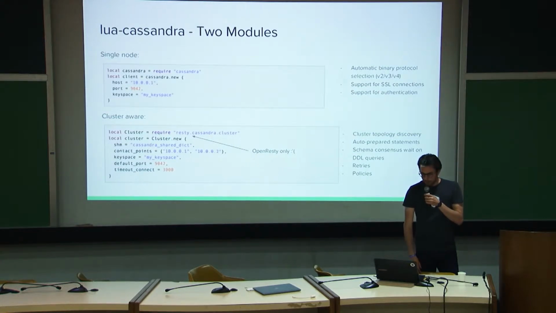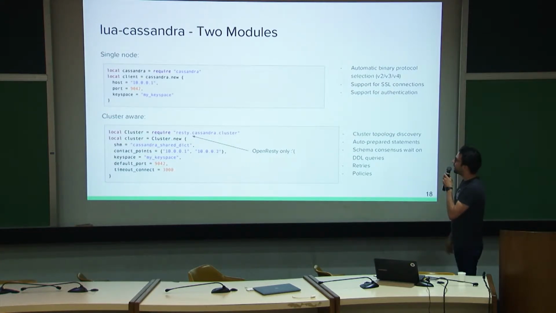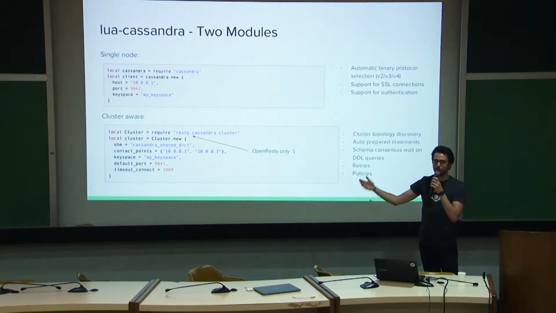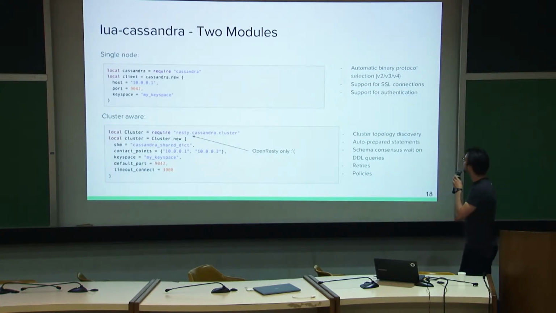So what this became is kind of two modules. I can't say I really made it yet, so we kind of have two modules now. We have a single node module that is going to talk to just one node in your cluster. And again, if the node is down, then the connection is going to fail. Well, at least we have some nice improvements.